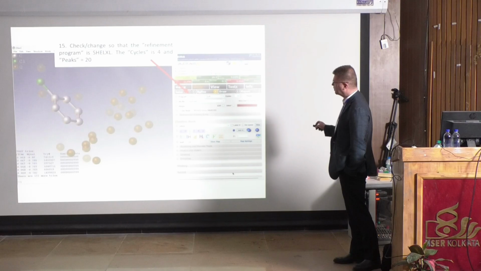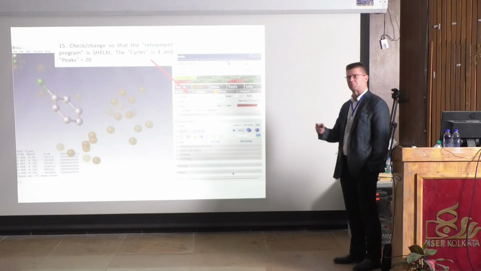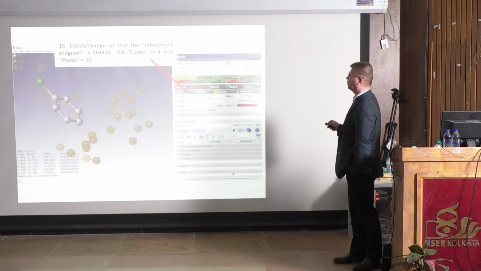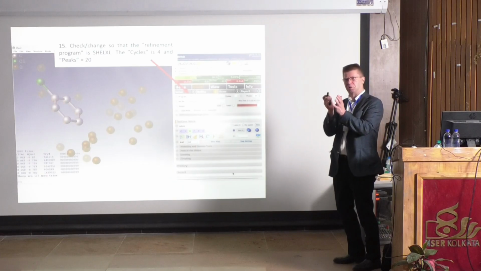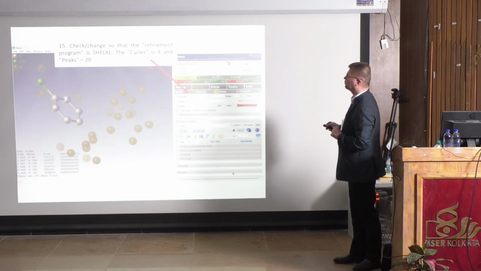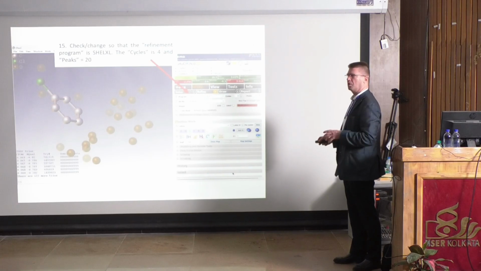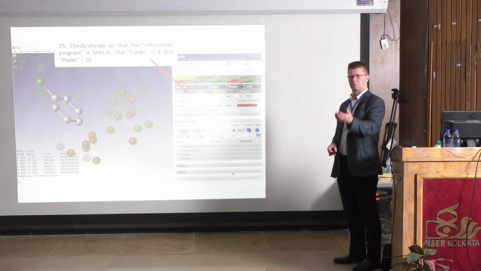So each of these menus has a different set of programs. Now in this refine menu, which is now activated, we will select Olex L. That's a refinement program, and now we change the cycles here, how many times it will change this. It's 4 times, and it will look for 20 additional peaks. So these we call the peaks. Can it find out a correct atom?